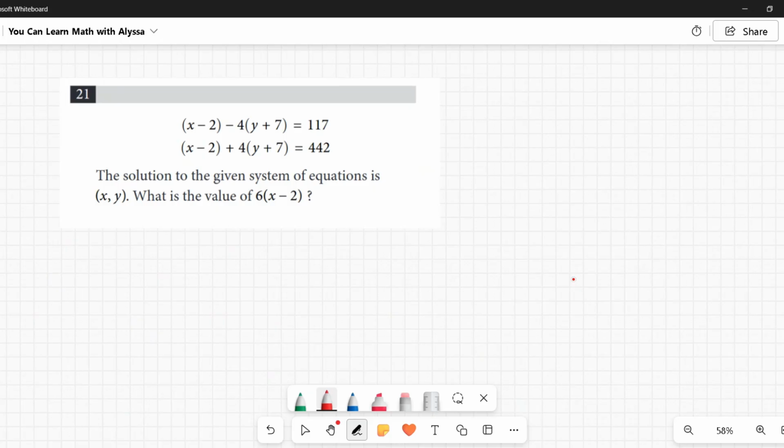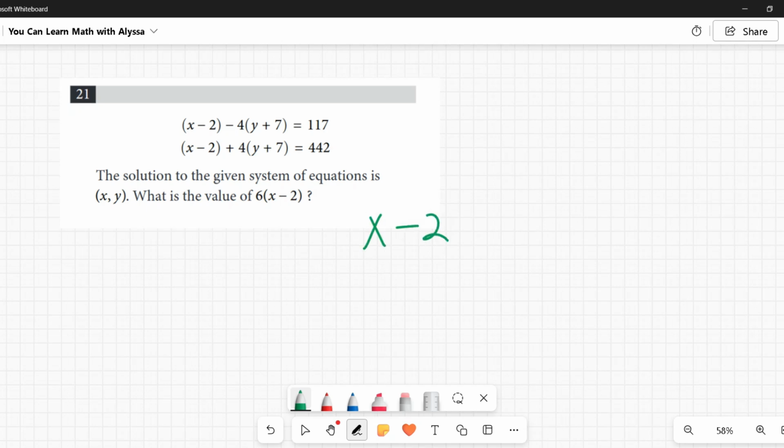21. x minus 2 minus 4 times y plus 7 equals 117, and x minus 2 plus 4 times y plus 7 equals 442. The solution to the given system of equations is x, y. What is the value of 6 times x minus 2? Okay. You don't actually have to solve for x and y in this if you don't want to.